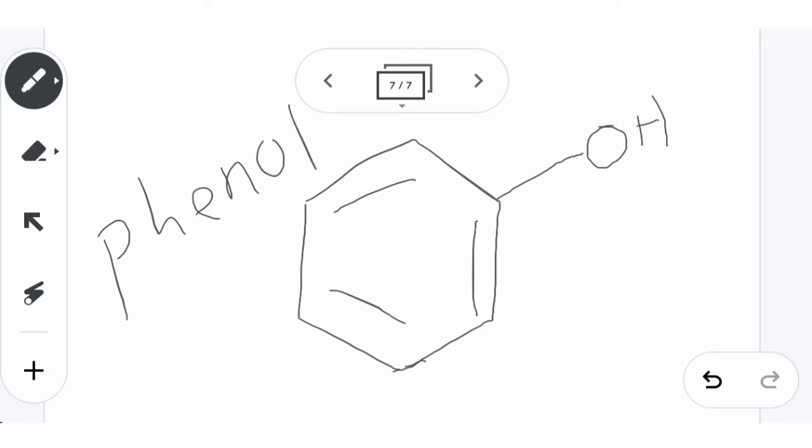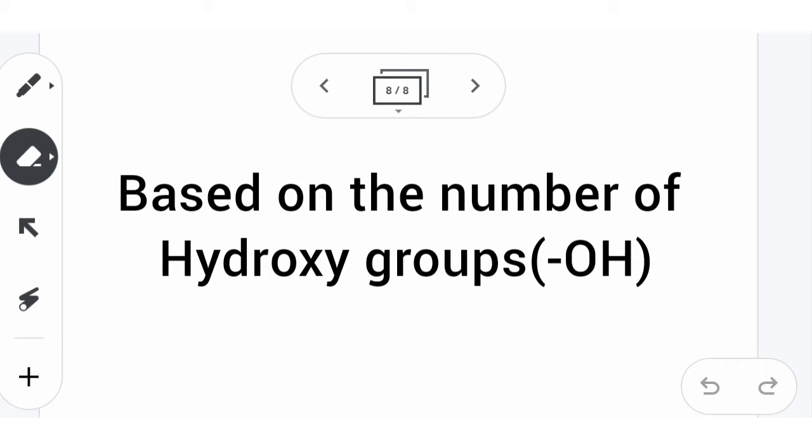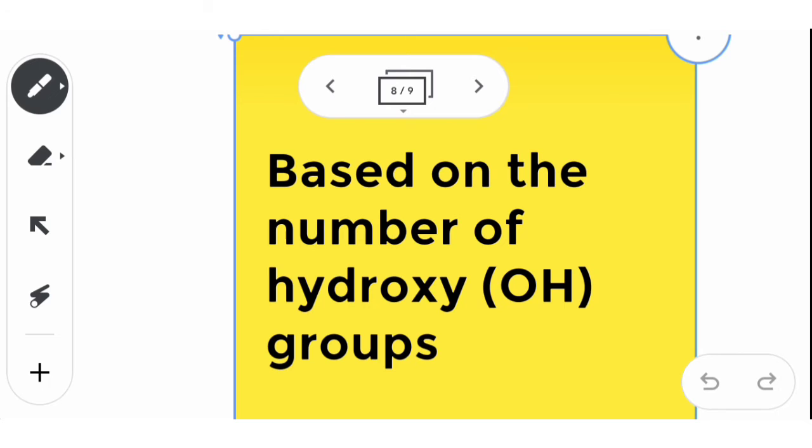All right, now let's look at how we can classify alcohols. We have two classifications of alcohols. The first classification is based on the number of hydroxy groups. Let's look at this particular classification. So based on the number of hydroxy groups, we can classify alcohols into three categories. So we can have monohydric alcohols, dihydric alcohols, and trihydric alcohols.